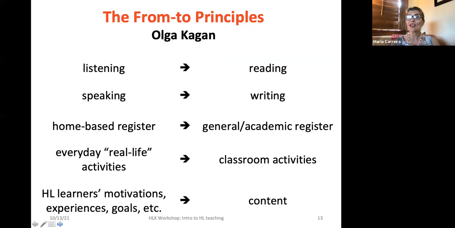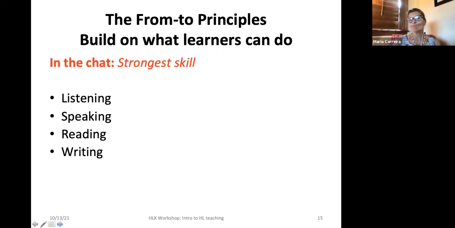So the idea is that you're building on what they bring to the class, right? Focusing on those that involve the 4 skills. Let's have you in the chat write these 4 skills that are listed there, which one is the strongest in HL learners.